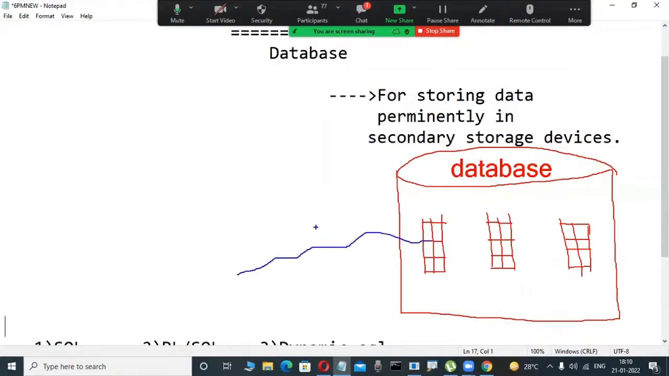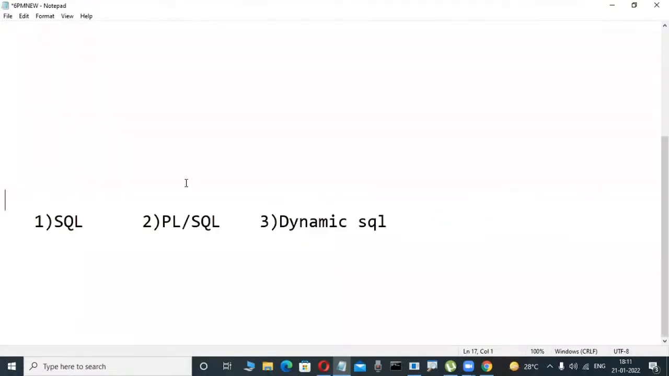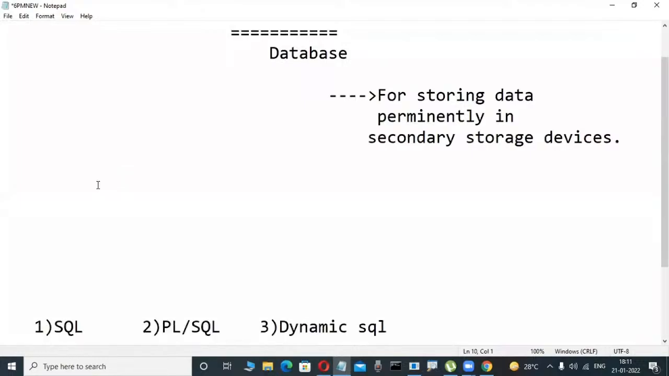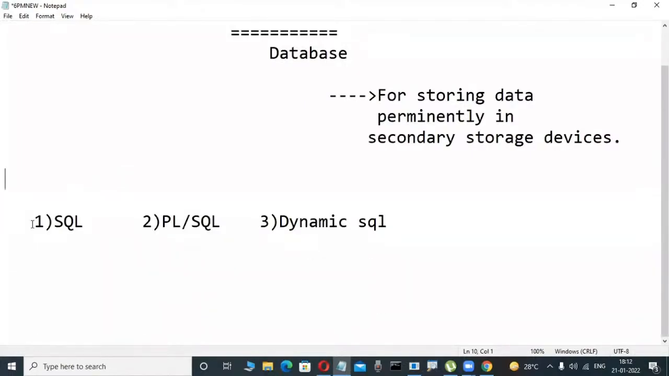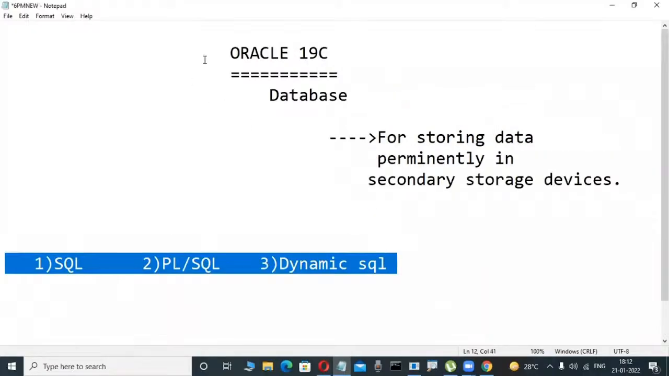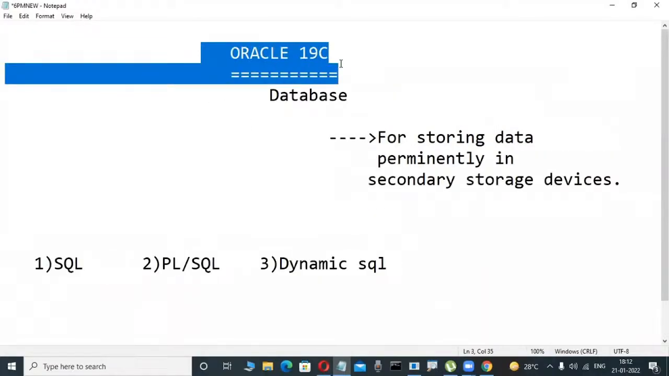We operate this data by using SQL, which is a language, structured query language. Yesterday I told you this much, just a small thing. If you want to operate this Oracle software, we use SQL, structured query language. Another language is PLSQL, procedural language extension for SQL. Another language is dynamic SQL. Through these three languages, we operate this Oracle software in your companies.